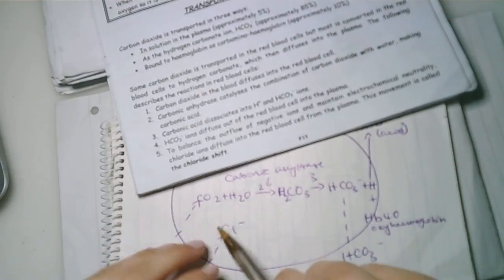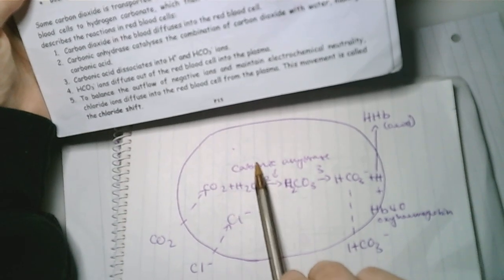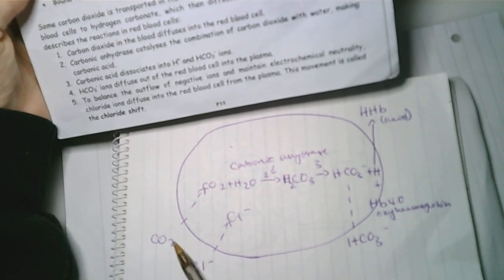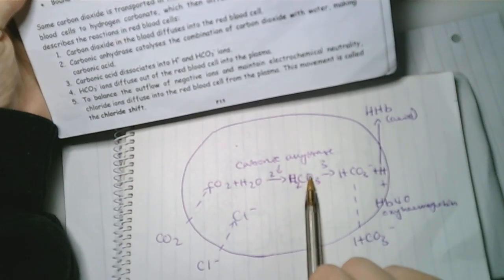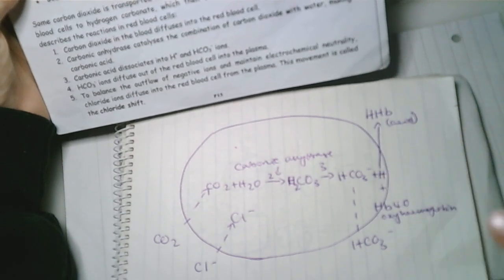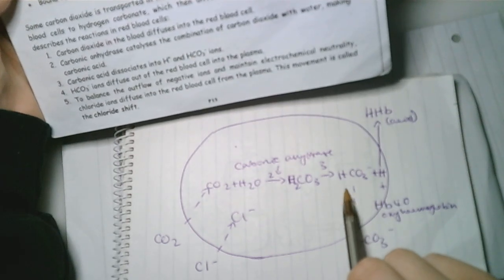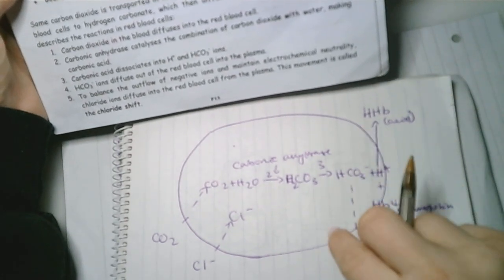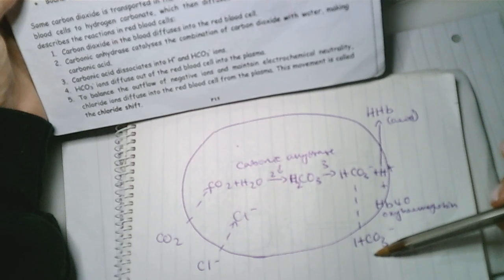So, this is the red blood cell, and this carbon dioxide diffuses into the red blood cell, and then carbonic anhydrase catalyzes the combination of carbon dioxide with water. So, carbon dioxide with water reacts, with carbonic anhydrase catalyzing that reaction, and that makes carbonic acid, which is H2CO3. And then carbonic acid dissociates into an H+ ion and HCO3- ions. And then the HCO3- ions diffuse out of the red blood cell into the plasma.